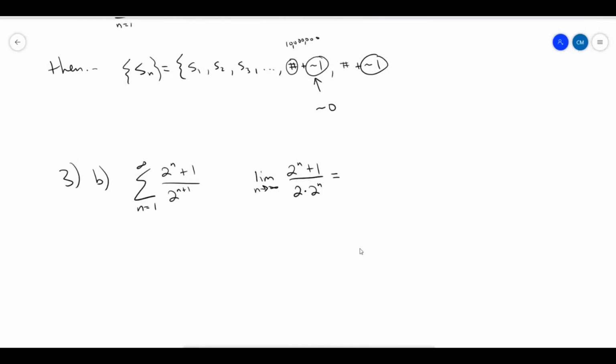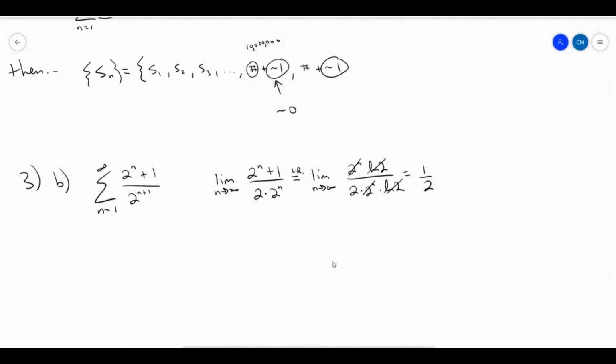Well, it looks like L'Hopital's rule is probably the best way because this does give us an infinity over infinity situation. So we'll just use L'Hopital's rule to find it. The derivative of 2 to the n is 2 to the n ln2, and then the derivative of 1 is just 0, so that's going to go away. In the denominator, I'm going to have 2 times 2 to the n ln2. Now notice that I just get a bunch of cancellation except for that 2 in the denominator, so there we go, I get 1/2.